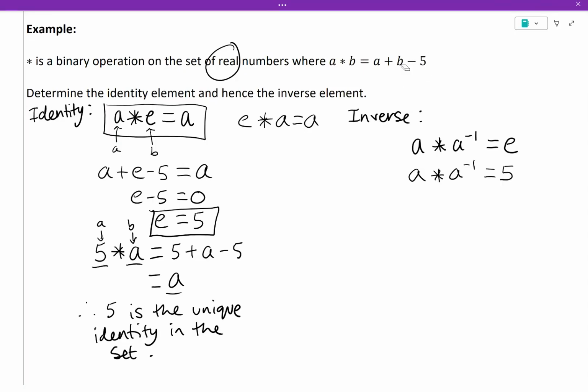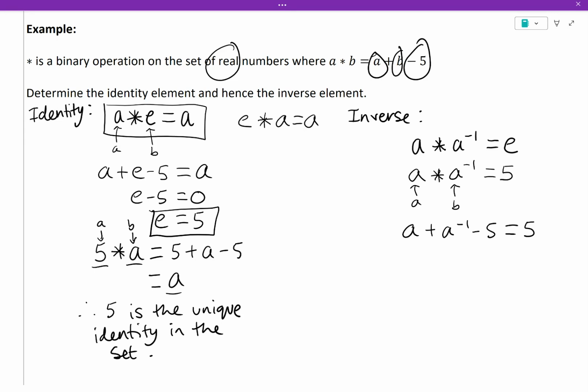Now I'm going to use my binary operation, and I'm going to substitute in the A and the inverse of A. So A is my left element here, so I would replace the A with it, whereas my right element up here is called B, so I'm going to replace that with A to the minus 1. So this A stays the same, then the B gets replaced with the inverse of A, so plus the inverse of A, and then we've got to subtract 5. And that is equal to 5.